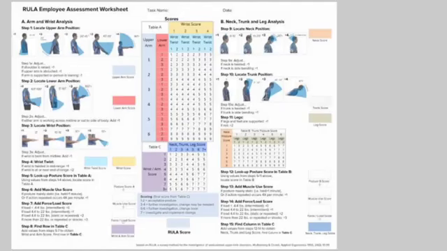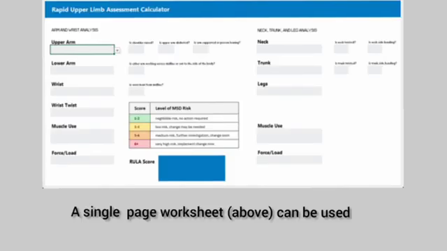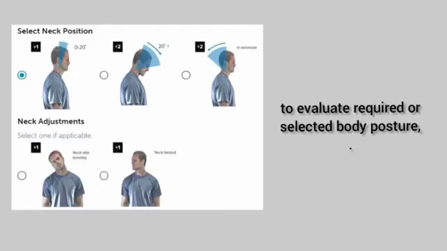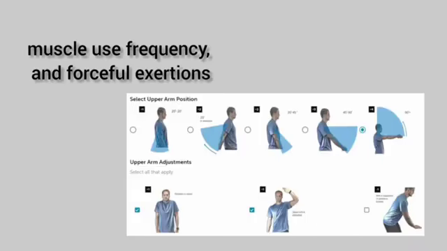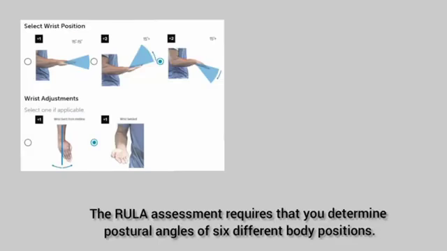The RULA tool uses a systematic process to evaluate required body posture, force, and repetition for the job task being evaluated. A single-page worksheet can be used to evaluate required or selected body posture, muscle use frequency, and forceful exertion. The RULA assessment requires that you determine postural angles of 6 different body positions.